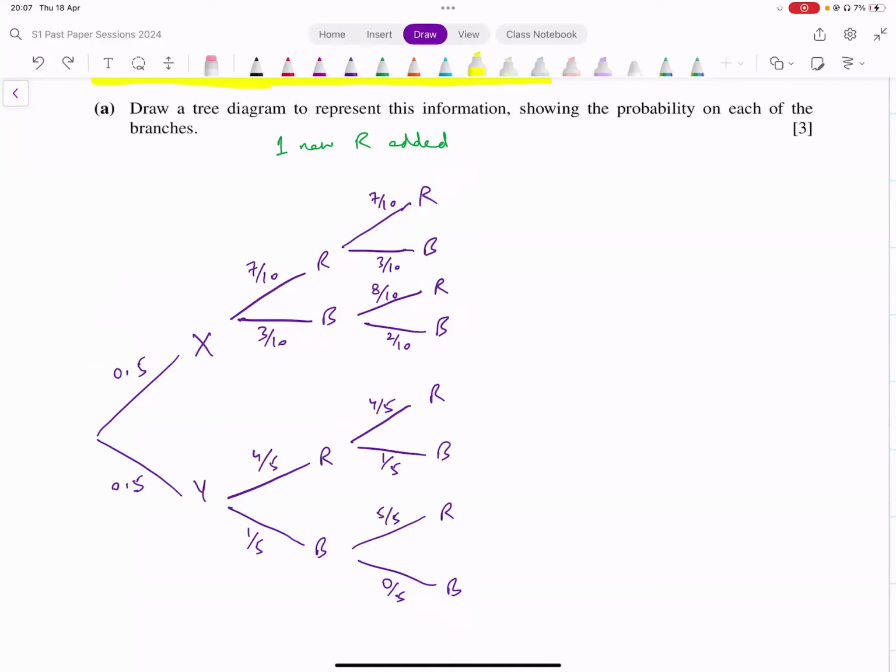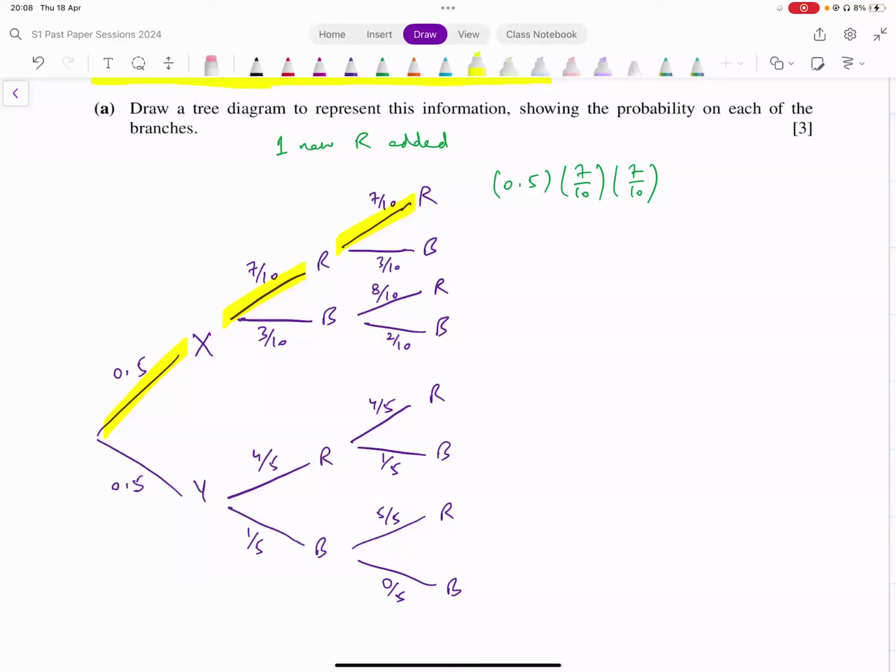Now, what's the first case? That you choose bag X, pick up a red marble the first time, pick up another red marble the second time. Let's see what that gives us. It's going to be 0.5 into 7/10 into 7/10. That's the first case. Okay. That's basically this case. That you choose box X, and you choose 2 red marbles from that.